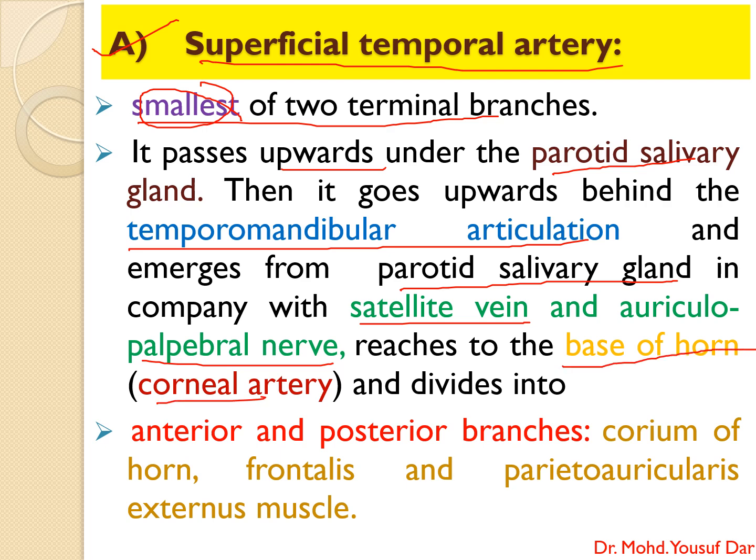So the superficial temporal artery finally goes to the base of the horn as the corneal artery. Here, at the base of the horn, it is divided into anterior and posterior branches. These supply the corium of the horn, the frontalis muscle, and the parieto-auricularis externus muscles.